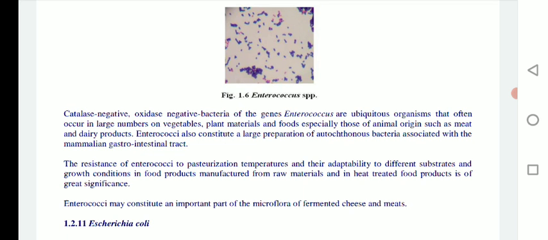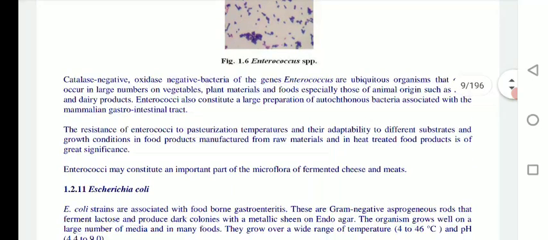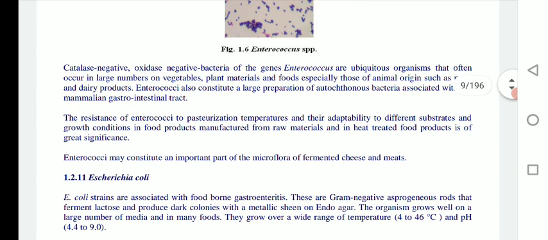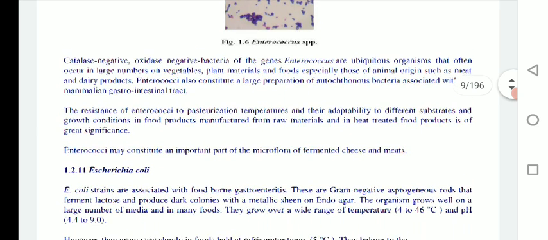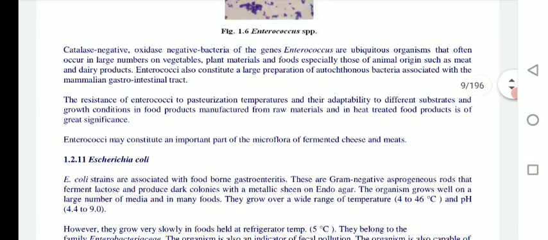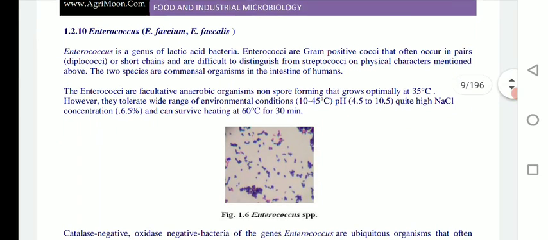These are ubiquitous organisms that occur in large numbers on vegetables, plant material and food, especially those of animal origin such as meat and dairy products. Enterococci also constitute a large proportion of autochthonous bacteria associated with the mammalian gastrointestinal tract. The resistance of enterococci to pasteurization temperatures and their adaptability to different substrates and growth conditions in food products manufactured from raw material and in heat treated food products is of great significance. Enterococci may constitute an important part of the microflora of fermented food as well as meat and cheese. Okay, so this is the overall detail of Enterococcus.